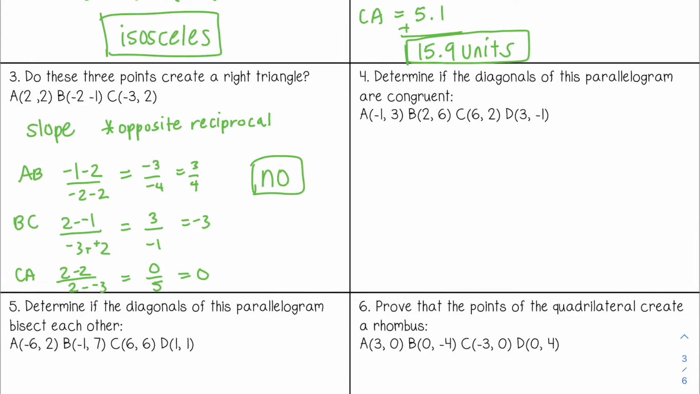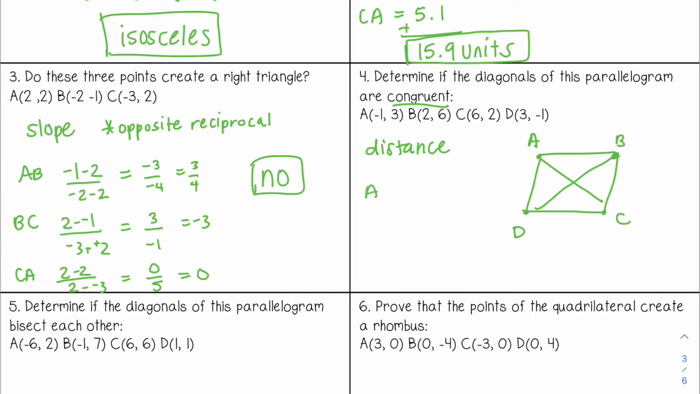All right, number 4, determine if the diagonals of this parallelogram are congruent. So if they're congruent, they're going to have an equal distance. So we're going to be using the distance formula. Now, if you think about a parallelogram, let me just kind of draw one out here. So A, B, C, D. The diagonals would be A to C and B to D. So I don't need to do all 4 sides. I need to do the diagonals.